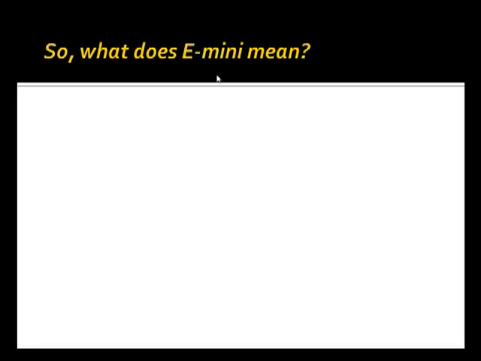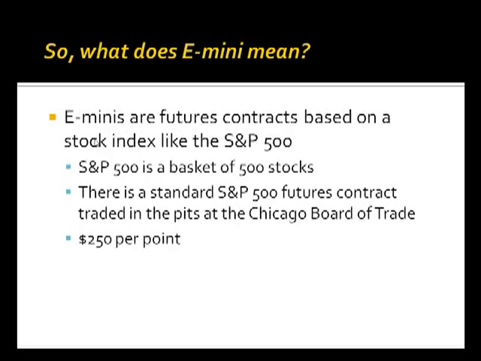Alright, so what does E-mini mean? What is an E-mini? This is a question I get a lot. E-minis are essentially futures contracts that are based on a stock index like the S&P 500 or the NASDAQ or the Russell 2000 or the Dow. So the S&P 500, as you may already know, is a basket of 500 stocks, right?